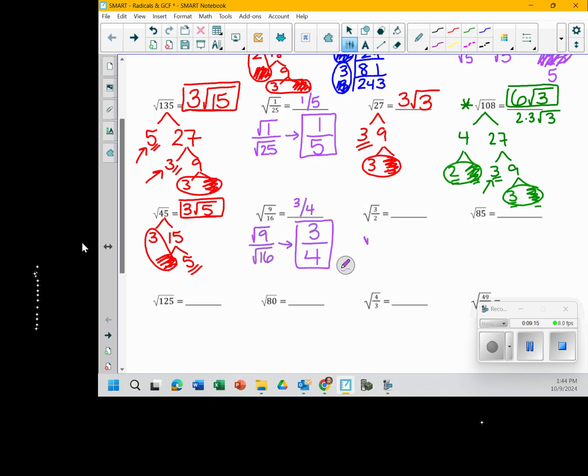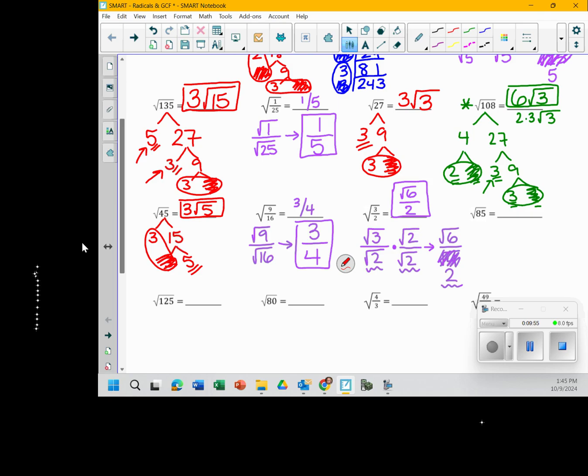Okay, root 3 over root 2. Square root of 3 is not a perfect square. Square root of 2 is not a perfect square. I have to rationalize because of the 2 in the bottom. That becomes the square root of 6 over the square root of 4, but the square root of 4 is just 2. So anytime you rationalize, the roots in the denominator cancel out. Root 2 times root 2 is just normal 2. So the answer to this is the square root of 6 divided by 2. I cannot simplify because the 6 is in the root, the 2 is not.